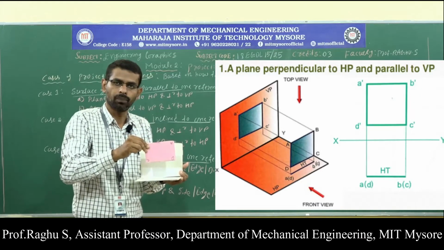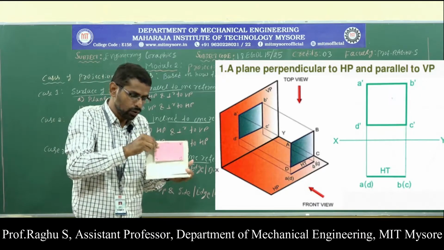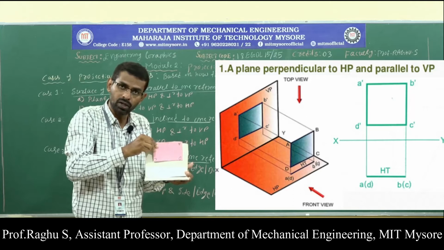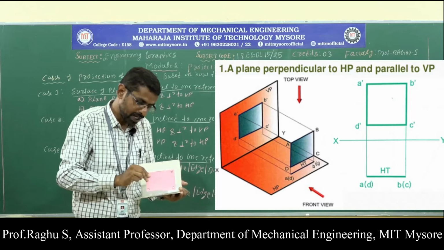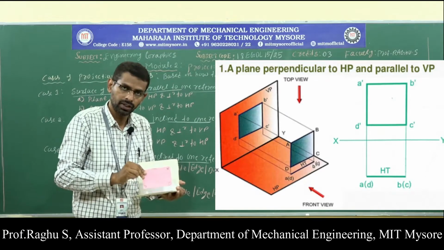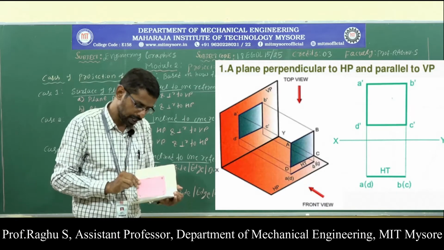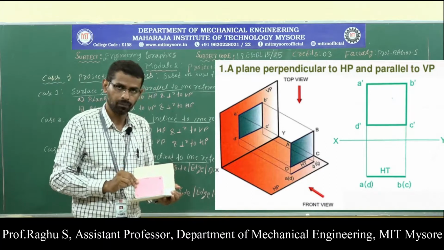So I will get the true shape on the vertical plane, that is, in the front view. This is the true shape. And in the top view, the plane appears as a straight line.